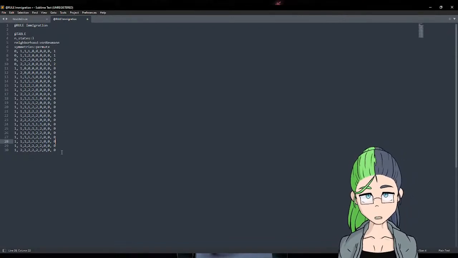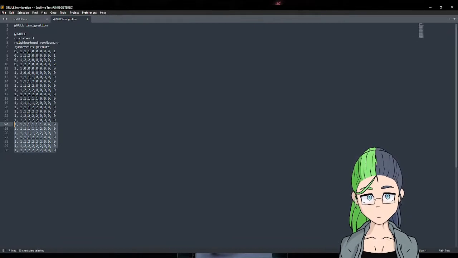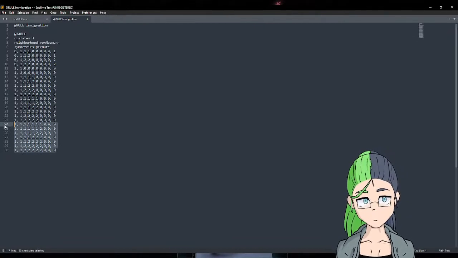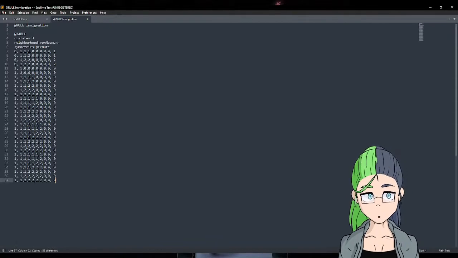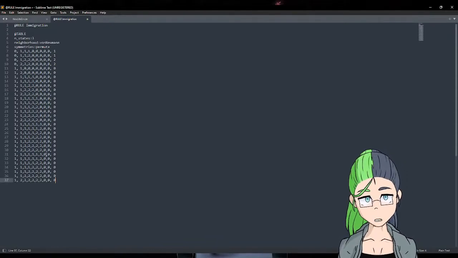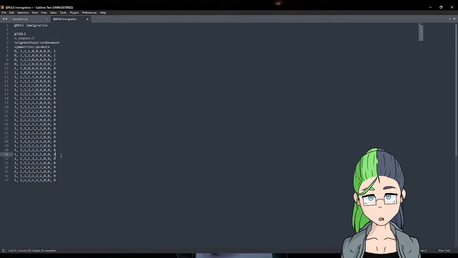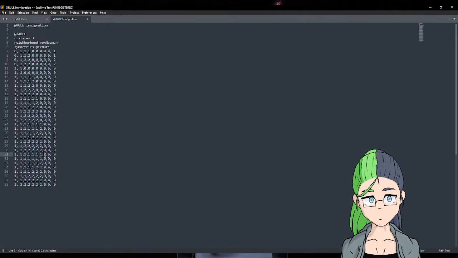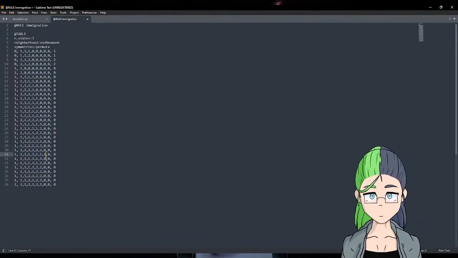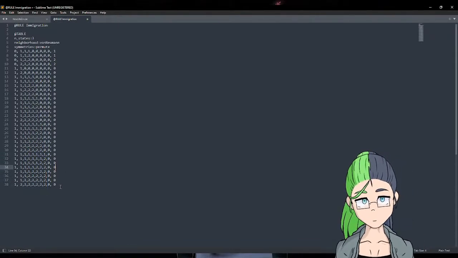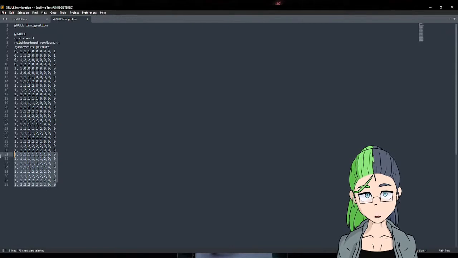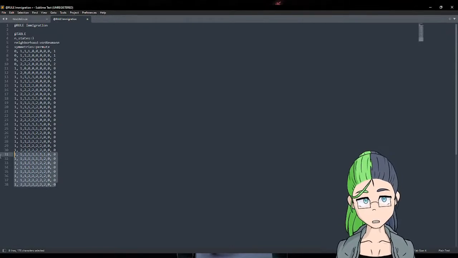All right. And then for seven. Boom. And then we want to copy that one, paste right there. That has one. And then the rest of these are two. And then finally, for eight cells.